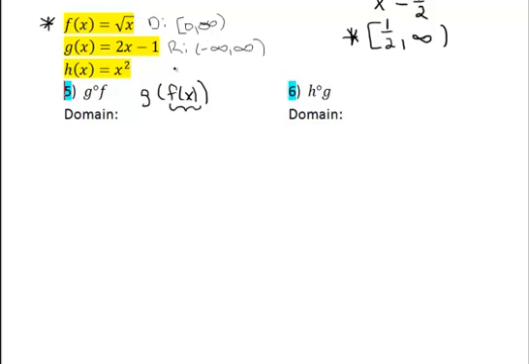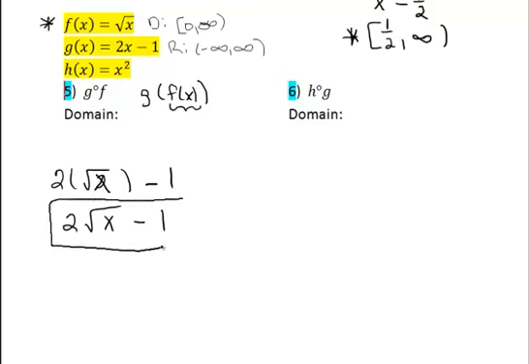This time we put f inside g. So what I'm going to do is write down g without the x. And in the place of that x, I'm going to put the function f. But f happens to be the square root of x. So we get 2 square roots of x minus 1. This would be our function g of f.